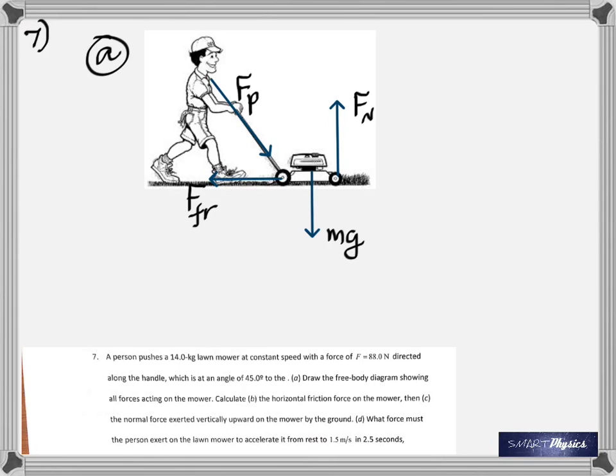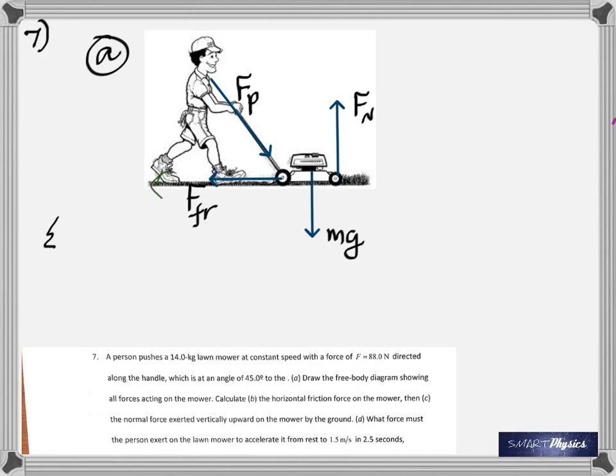Did I put the arrow on the friction, or maybe I stopped it just before? Okay, let me put it now. Isn't friction that way, to the left? Yeah. So those are the 4 forces acting. Then it says, calculate the horizontal friction force on the mower.